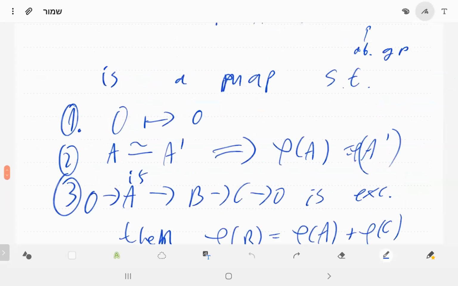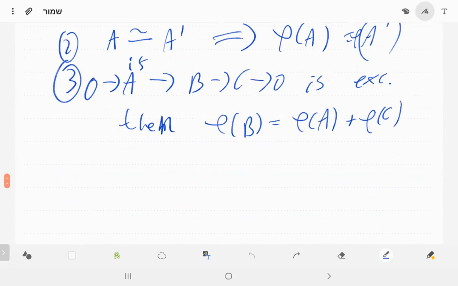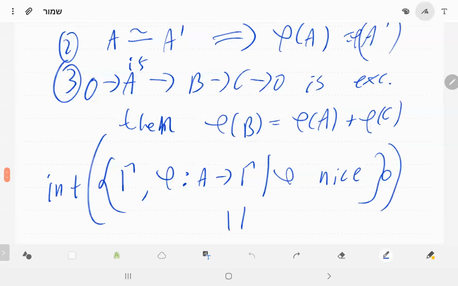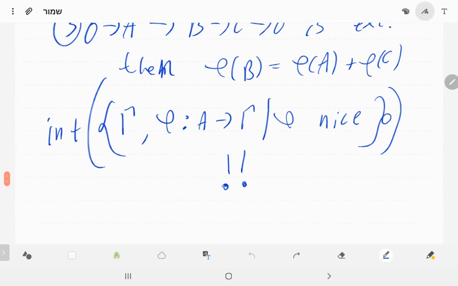Okay, so the collection of all pairs (Gamma, phi) from A to Gamma, where phi is nice. So this collection is certainly a category, because once you have a nice map and you compose it with a group homomorphism, you get a nice map. So you can take the initial object here, and this is defined to be the Grothendieck group of A.